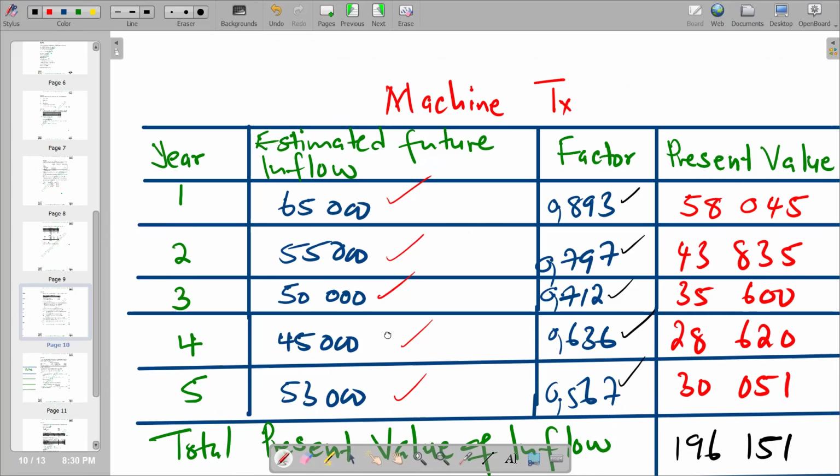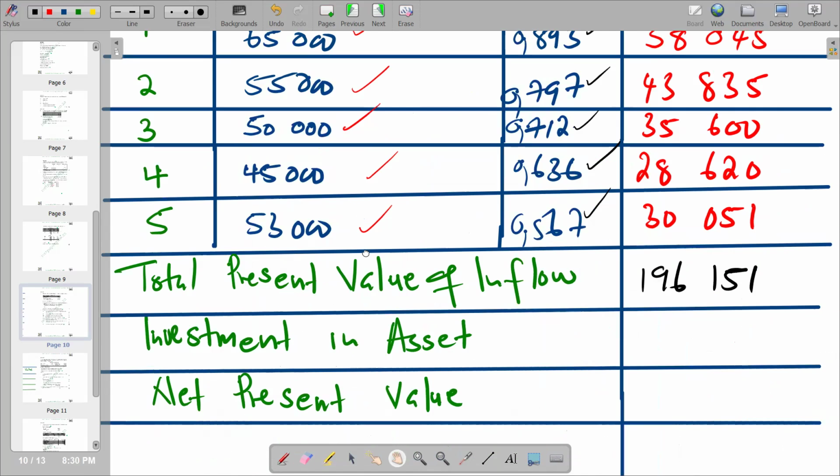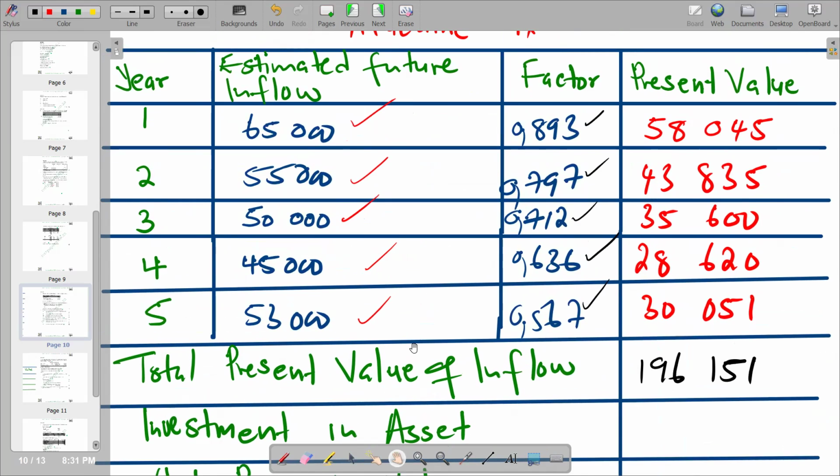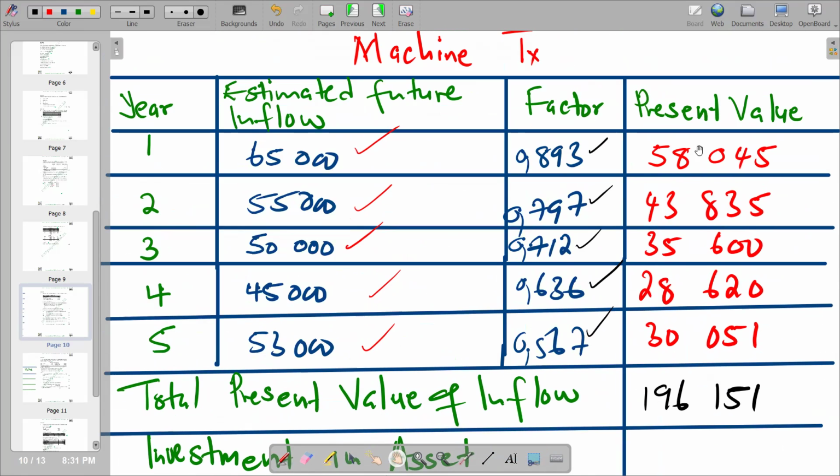Then we need the total present value of inflows. We add all the present values from year 1 to year 5. That is 58,045 plus 43,835 plus 35,600 plus 28,620 plus 30,051. Then we get a total present value of inflow of 196,151.